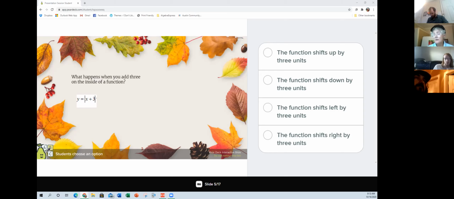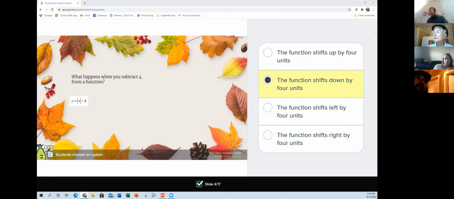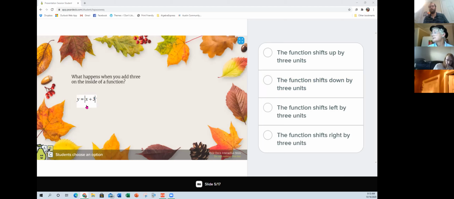So if you look at this slide before here, notice the minus 4 was on the outside of the function. If the number is on the outside of the function, you just do exactly what it says to do. You either go up or down. If it's on the inside of the function like this, x plus 3 inside the absolute value, that would tell you to take the V shape and shift it to the left 3 units.